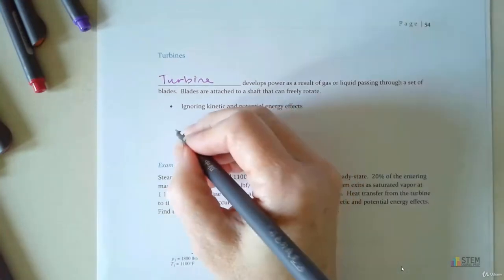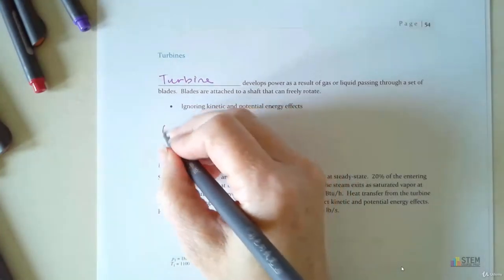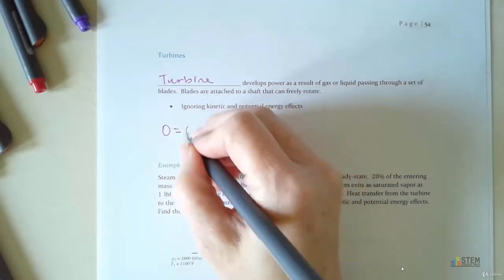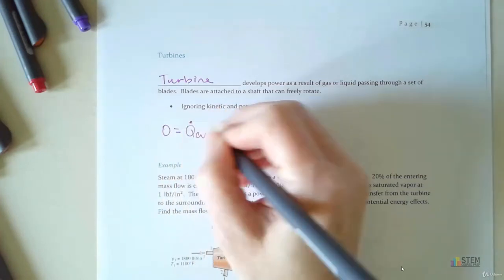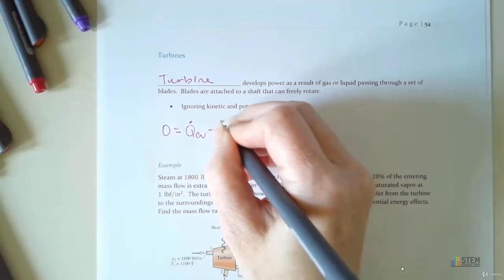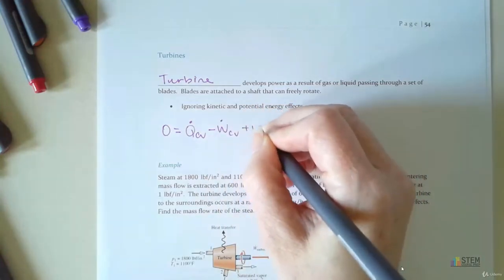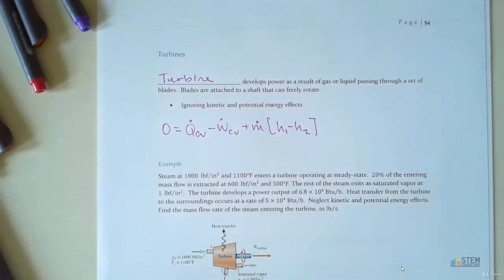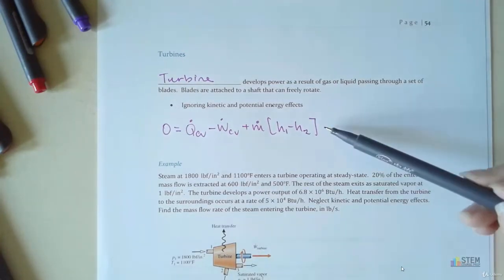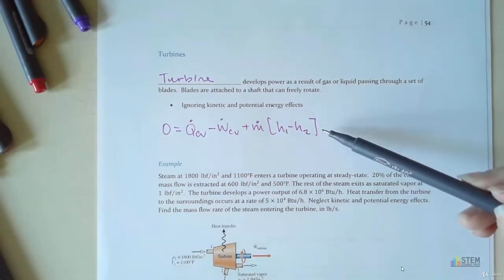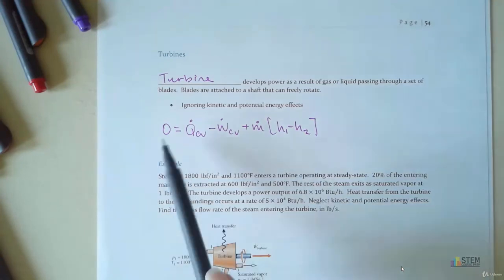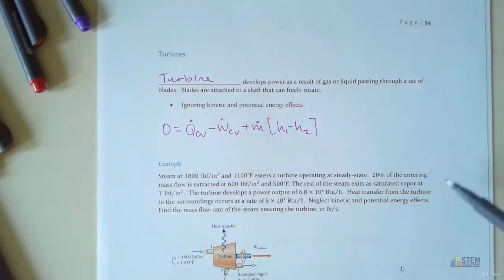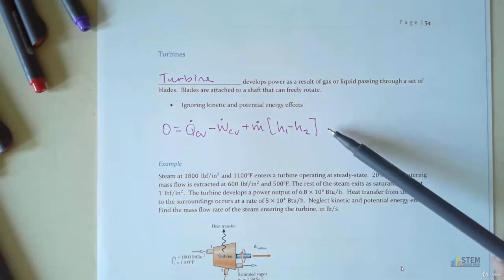So if you were to look at your energy balance equation, we would have 0 equals Q_CV dot minus W_CV dot plus m dot times (h1 minus h2). We're going to assume steady state here, so that's how we get the 0 on the left side. But a turbine is just going to be another application of this problem.